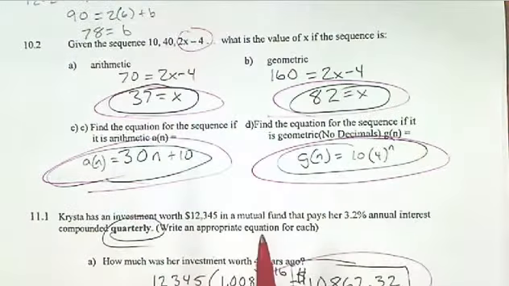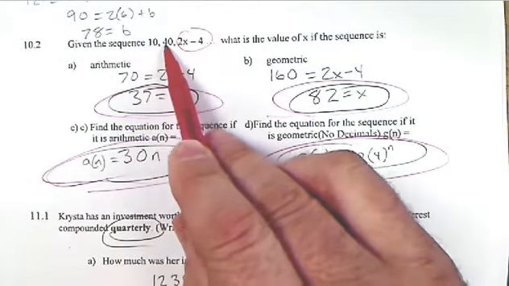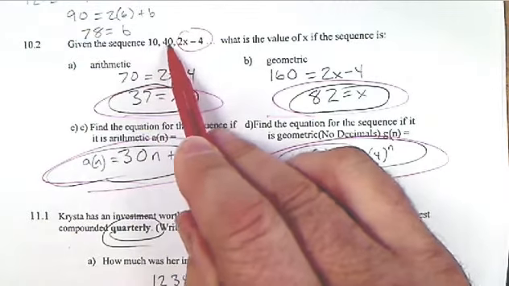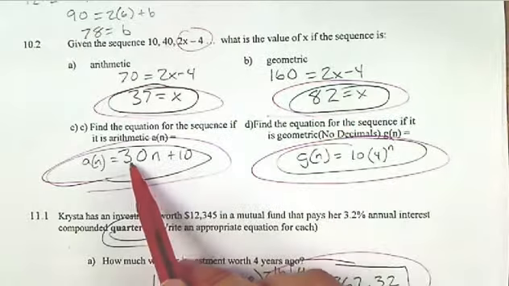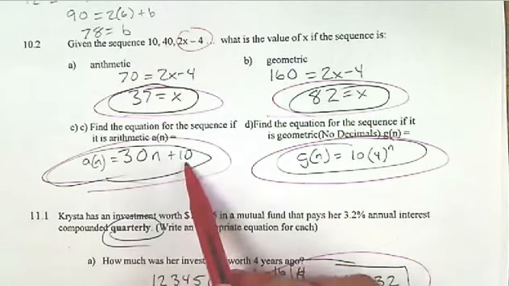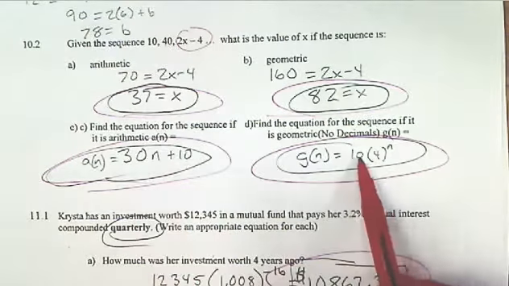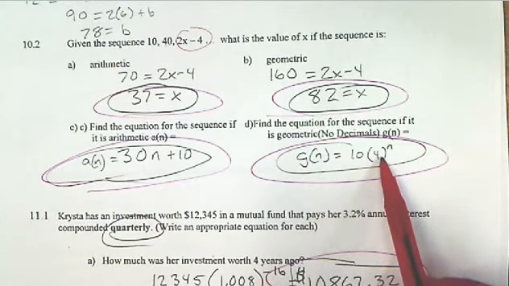Geometric means you're multiplying. So I multiplied by 4 to get to 40. Multiply by 4 again, I get 160. Then just solve it. So it's increasing by 30 each time, and it started off at 10. Start off at 10, and I'm multiplying by 4 each time.